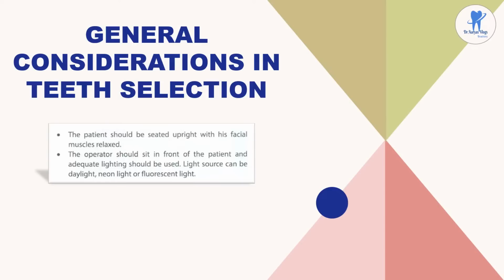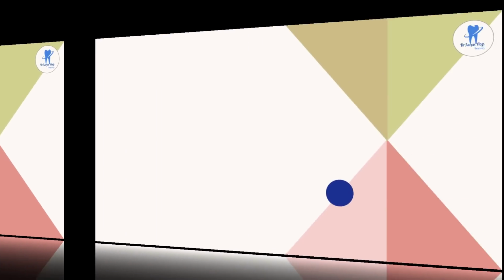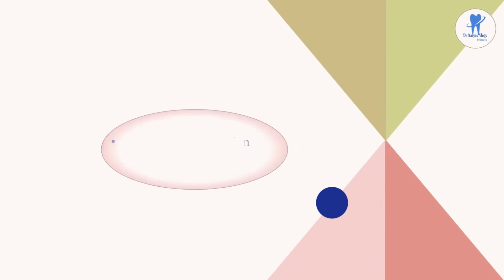And the selection of artificial teeth for a complete denture can be divided into two sections, that is anterior teeth selection and posterior teeth selection.